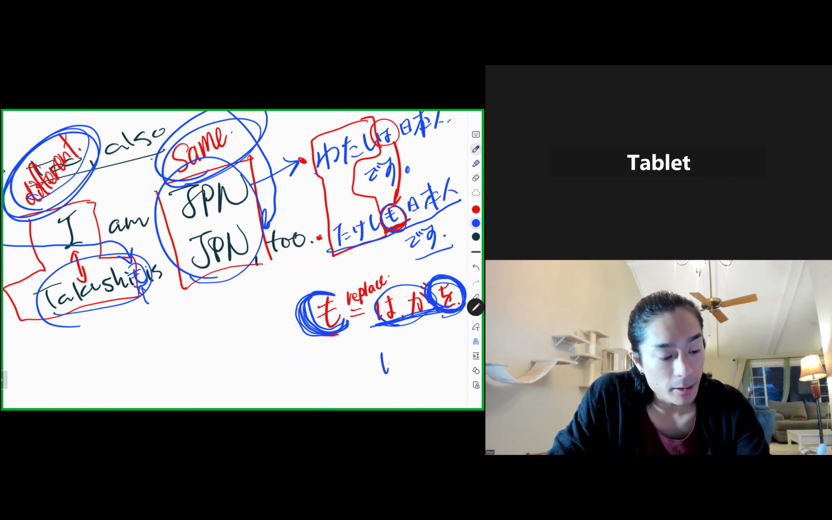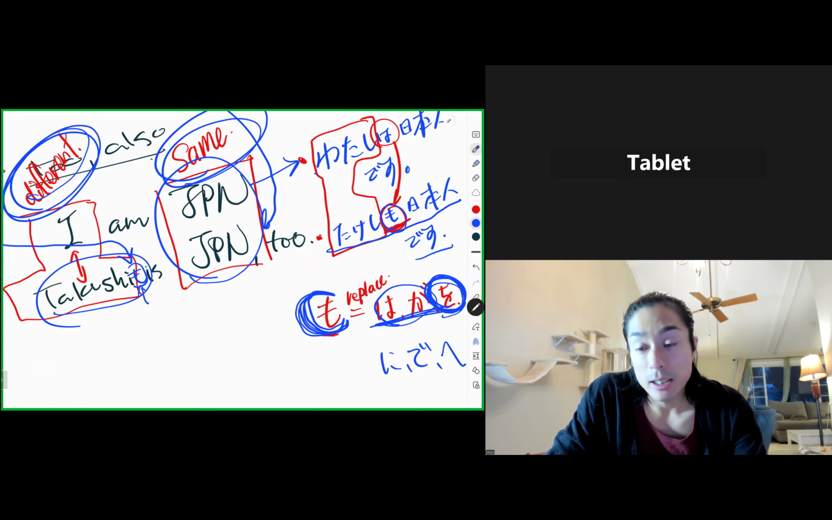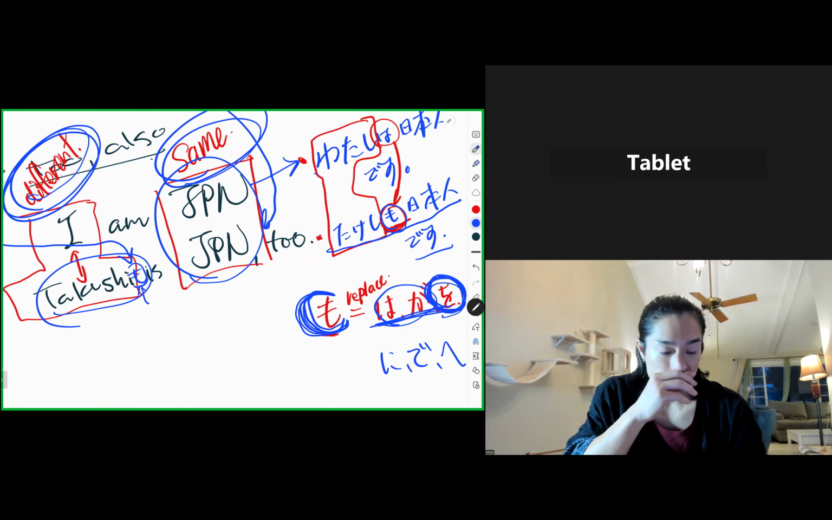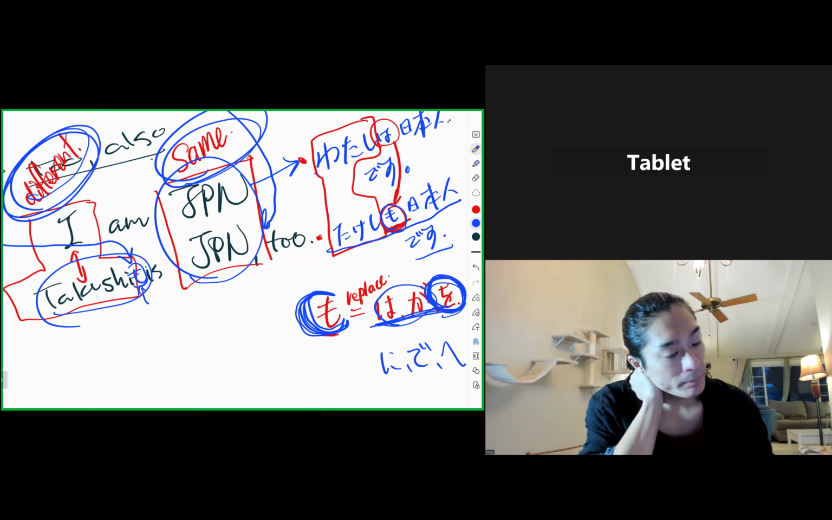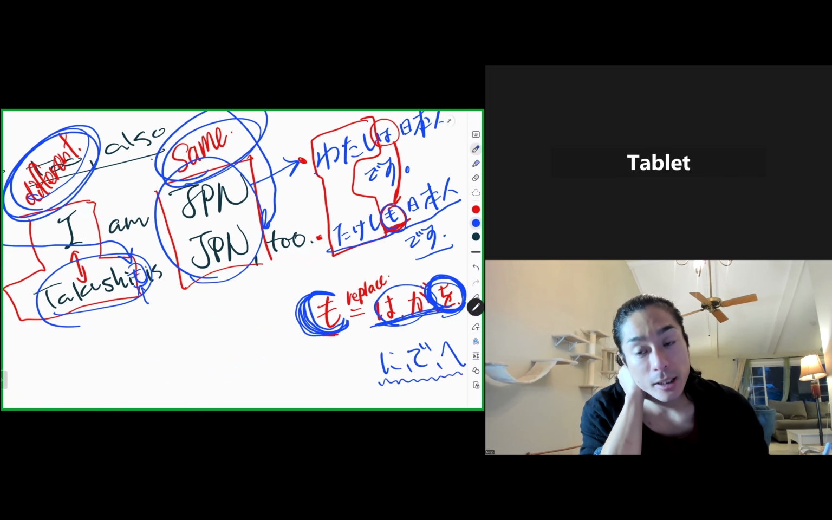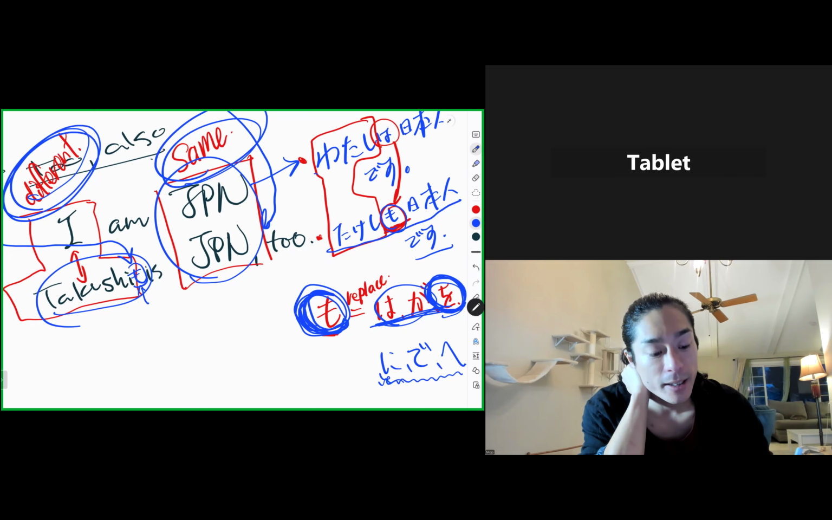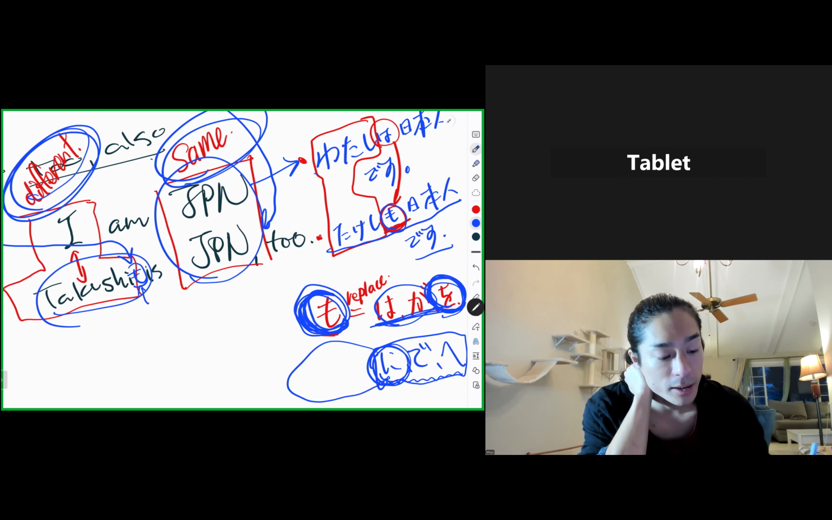With that, you might want to ask, what about other particles? For example, like ni, de, that we have covered, right? These are not major enough that mo can replace. Mo still needs their help to say like, hey, this one that I'm connected to is about destination. Hey, this one that I'm connected to is about by means of a place of action. Hey, this one is about direction. Mo still needs their help. Meaning, in this case, we have to add mo instead of replacing them with mo.